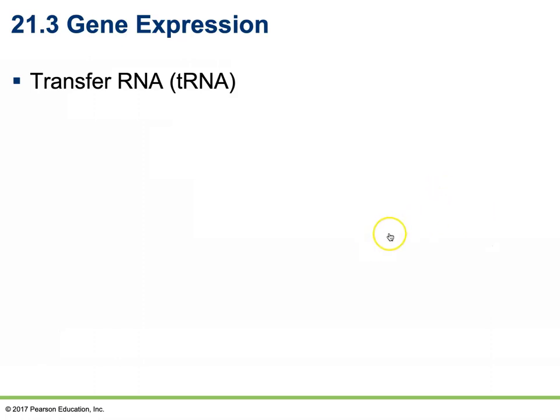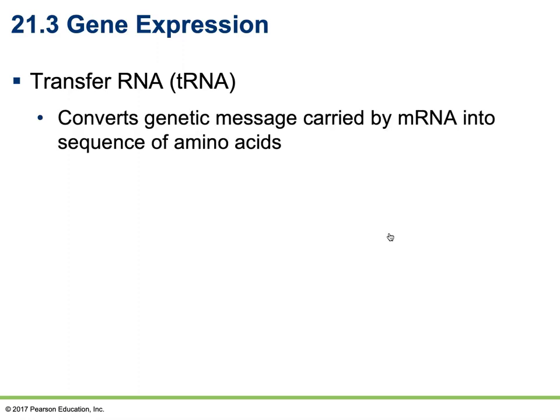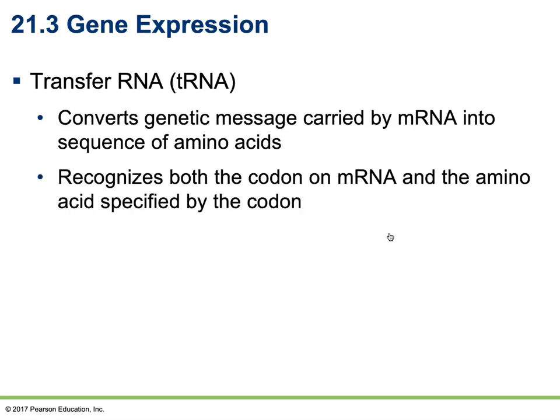So the last section that we're going to talk about, or well, we've already sort of talked about, is this translation process, and this is going to be done by using transfer RNA, or tRNA. This is going to convert that genetic message carried by mRNA into a particular sequence of amino acids. This is going to recognize both the codon on the mRNA and the amino acids specified by that codon. So this is kind of like a little Google Translate running around and translating every single codon as it comes along and turning it into an amino acid sequence.